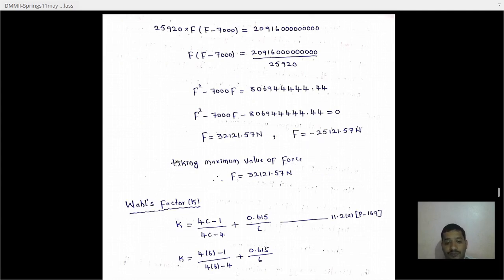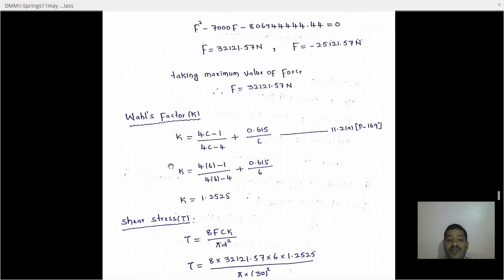After getting the value, we need to find the Wahl's factor. To find the Wahl's factor, the equation is K equal to 4 into spring index minus 1 divided by 4 into spring index minus 4 plus 0.615 divided by spring index. Refer to the equation from 11.2a, page number 169, from the Design Data Handbook by Mahadevan. 4 into 6 minus 1 divided by 4 into 6 minus 4 plus 0.615 by spring index 6. If you divide the value, then you will get the Wahl's factor value as 1.2525.